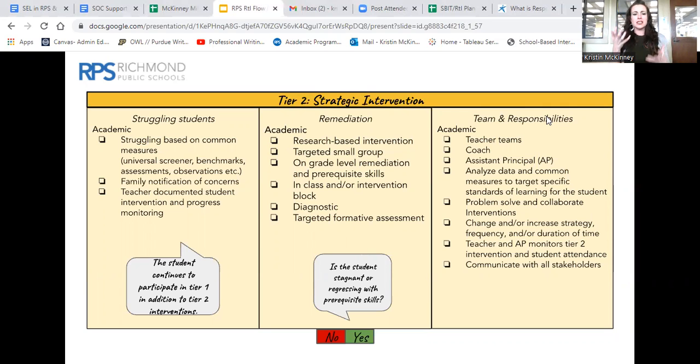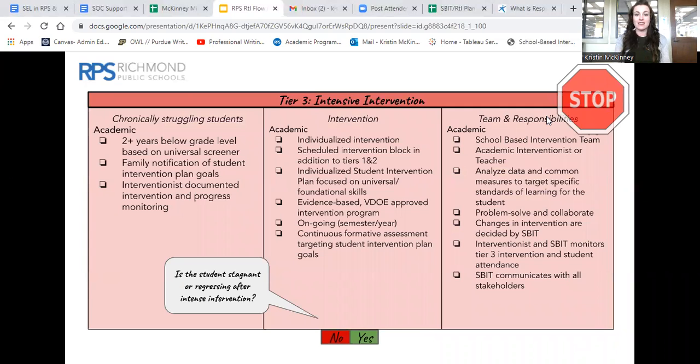So if we notice that the student is stagnant or maybe not making progress at the rate at which we would hope, then we would fill out what's called an SOC form, or a student of concern. This form would then go to your assistant principal, and a team known as SBIT would sit down to discuss next steps, which could include A, revising current tier 2 strategic intervention, or B, creating a student intervention plan and hopping into tier 3, which is known as intensive intervention. This is for chronically struggling students that are 2 or more grade levels below. And this is, again, based on Universal Screener and other data measures.